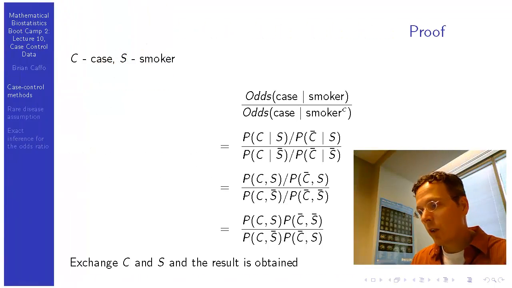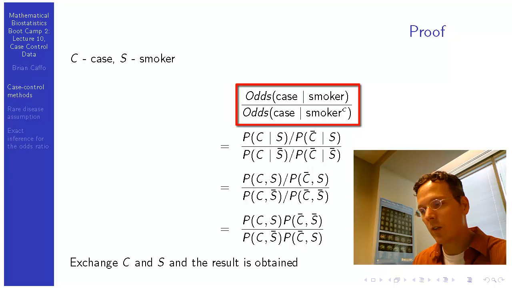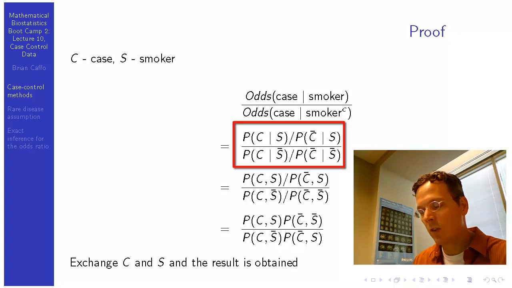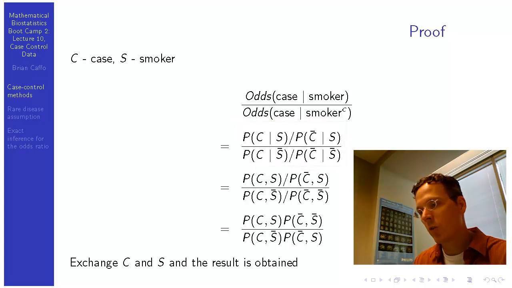So here I just directly go through the calculations. The odds of being a case given that you're a smoker divided by the odds of being a case given that you're a non-smoker, the odds ratio of interest. And let me just replace case and non-case with C and C bar, and smoker and non-smoker with S and S bar. And here I just churn through the calculations. You can go through these three steps and make sure that you agree.